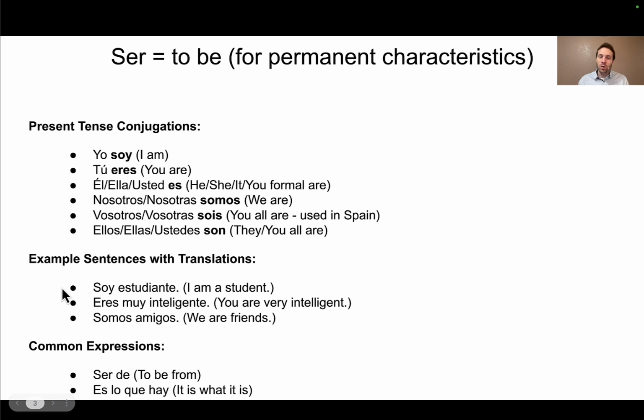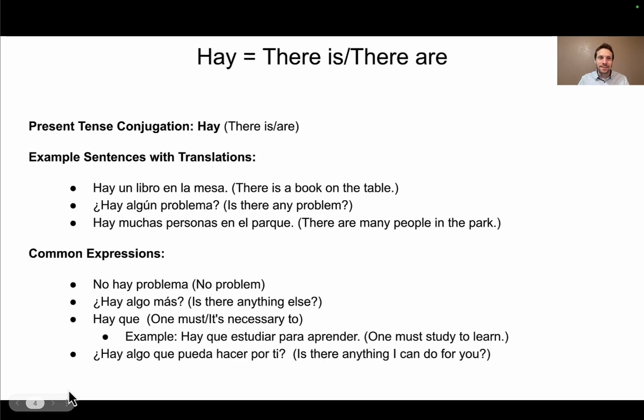Example sentences: soy estudiante. Eres muy inteligente. Somos amigos. Common expressions could be soy de, like ser de. Yo soy de lacrosse. I am from lacrosse. Or es lo que hay. It is what it is.